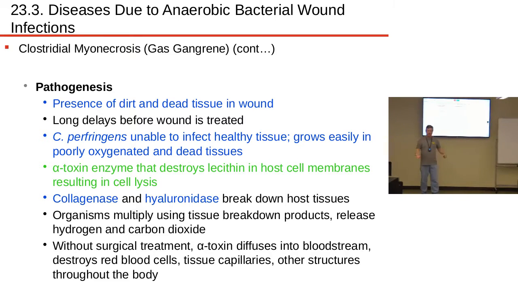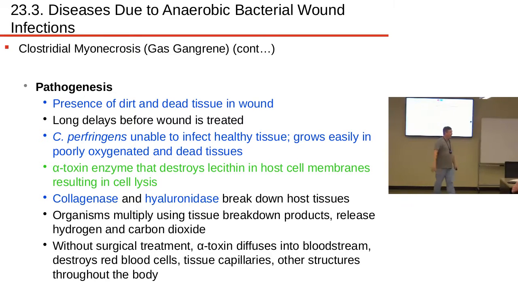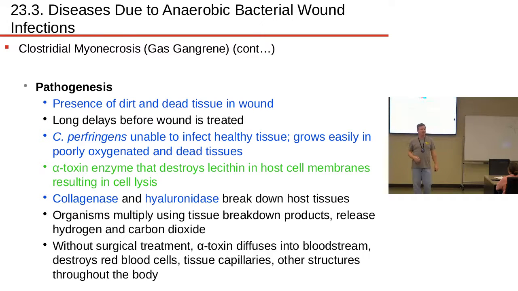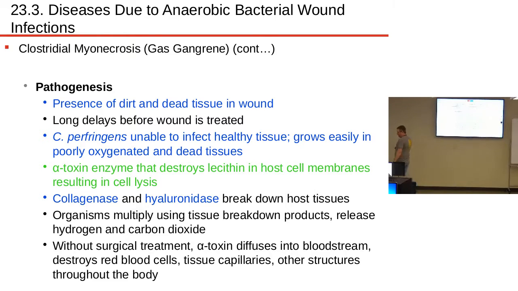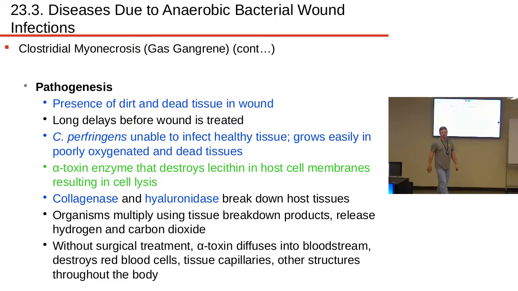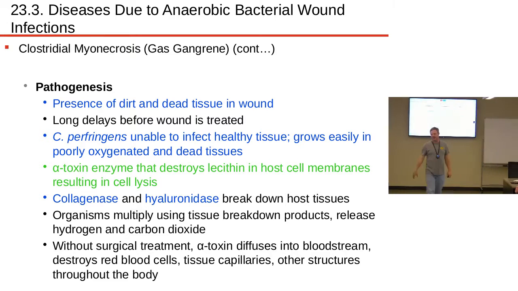That's what I'm saying, maybe not getting to the hospital in time. The Clostridium perfringens cannot infect healthy tissue. So it actually has to be damaged, dead tissue that Clostridium is getting into. If it's very healthy oxygenated tissue, Clostridium perfringens can't live there because it's an obligate anaerobe.